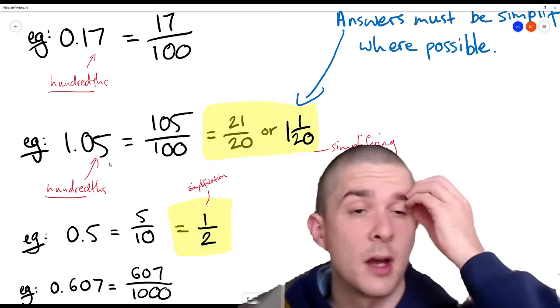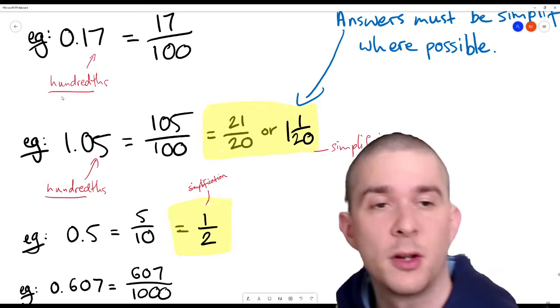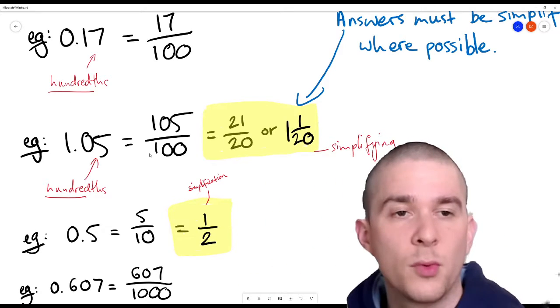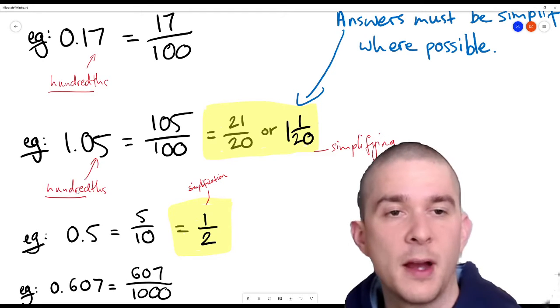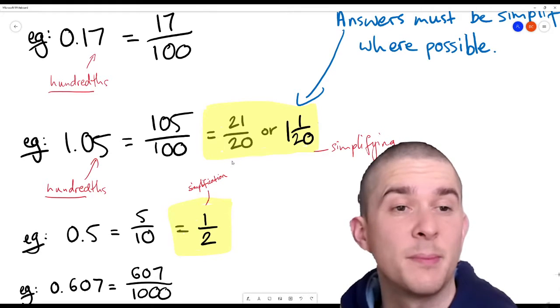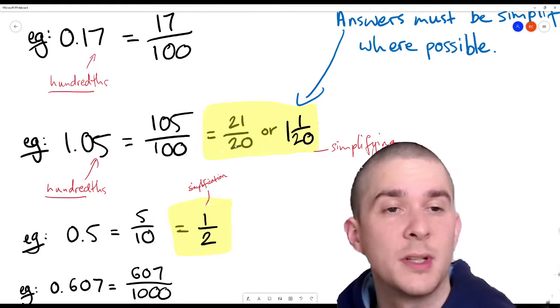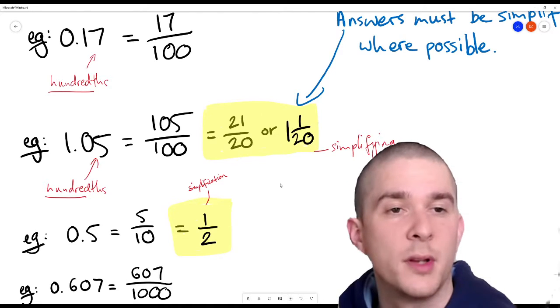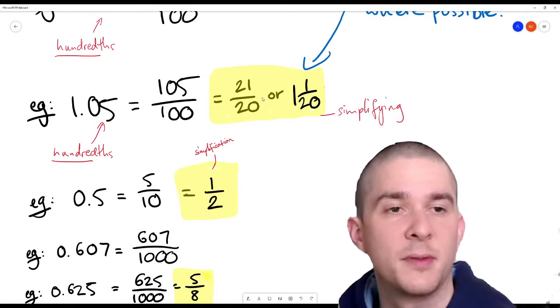1.05. So this is 105. This will be our numerator, and our denominator will be 100 because the 5 is in the hundredths position. We're looking at the last digit here. So that's 105 over 100, and that simplifies to 21 twentieths, or 1 and 1/20th. We'll come back to simplification later.